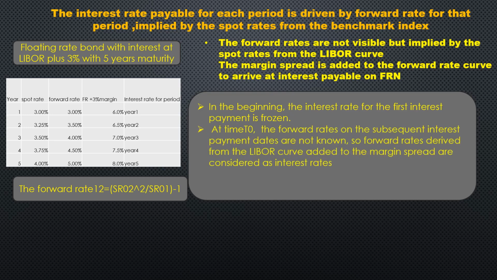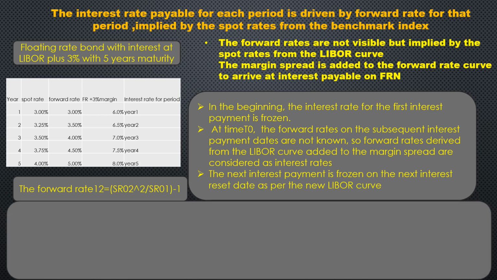Now in the beginning, the interest rate for the first interest payment is frozen. At time t0, the forward rates on the subsequent interest payment dates are not known. So forward rates derived from the LIBOR curve added to the margin spread are considered as interest rates. The next interest payment is frozen on the next interest reset date as per the new LIBOR curve. The forward rate is calculated as per this formula given.